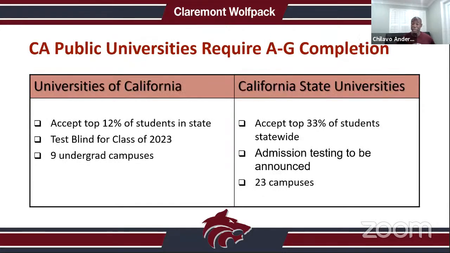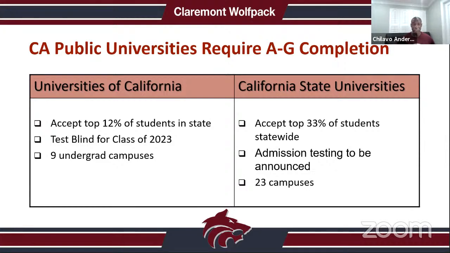If they're looking at the public school as an option and they're looking to stay in California, here's a comparison between the UC system and the Cal State system. The UC accepts 12% of students in California. They have 9 campuses, where the Cal States have 23 campuses, and they service a larger portion of the students, serving 33% of the students statewide.